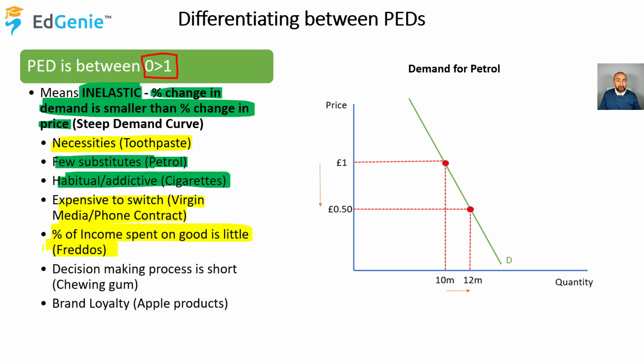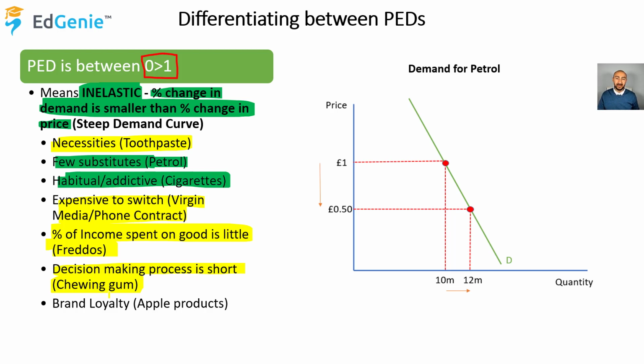Same as chewing gum. Especially the decision-making process is short. Chewing gum, you normally pick it up at the counter. You don't go to the shop to buy chewing gum usually. You don't spend hours deciding whether or not you should buy it. You tend to just buy it on a whim. Chewing gum again used to be about 15p, 10p, 17p, and now we're looking at £1, 80p. So the price increases have been substantial, but the reduction in quantity demanded hasn't been so great.